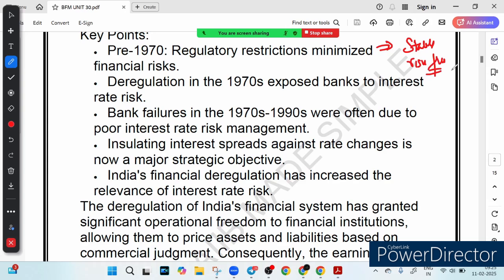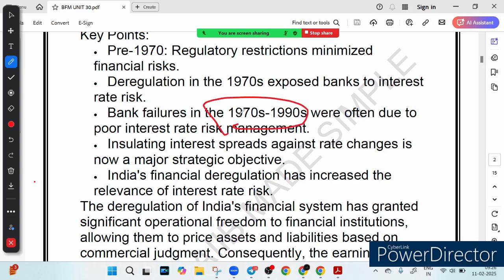Then came 1970 and the government decided to let banks set their own interest rates based on market conditions. While this gave banks more freedom, it also introduced a new problem which we call interest rate risk. Banks were used to stability and suddenly they had to deal with unpredictable interest rate changes. Many simply were not prepared for it. What happened next? Many banks collapsed. They were borrowing short-term funds at fluctuating interest rates but lending long-term at fixed rates. So when interest rates shot up, their borrowing cost increased but their loan earning remained the same, leading to huge losses. This mismanagement caused multiple bank failures from 1970 to 1990.